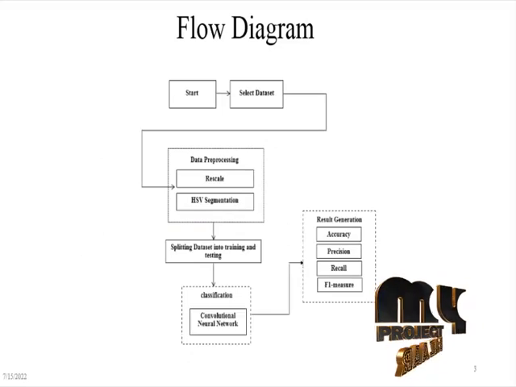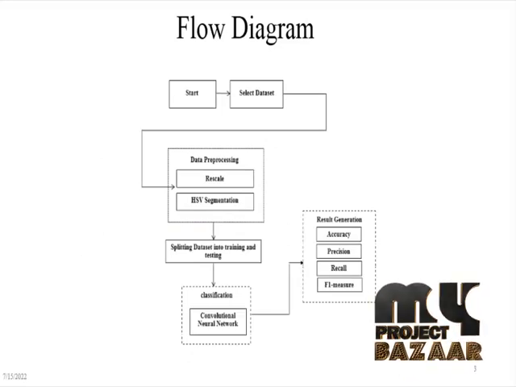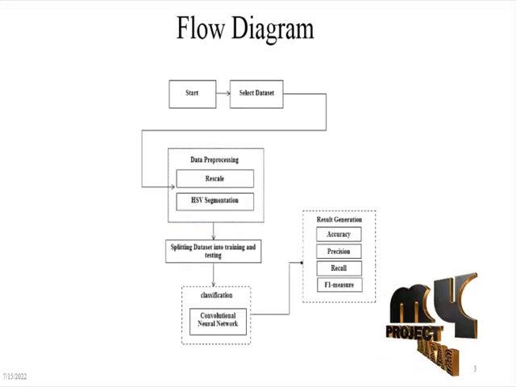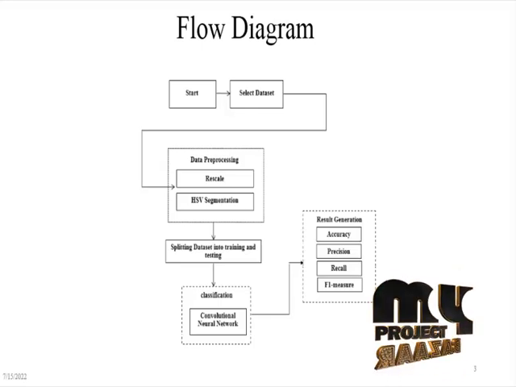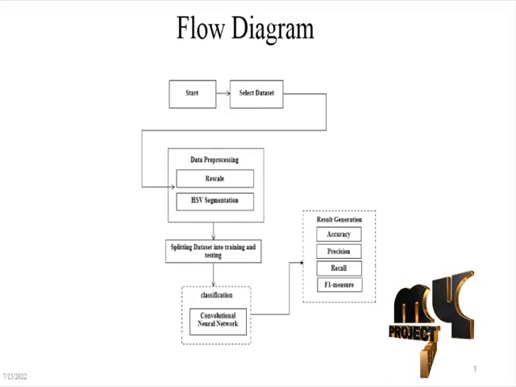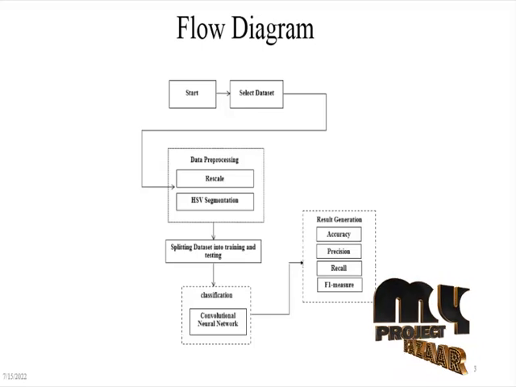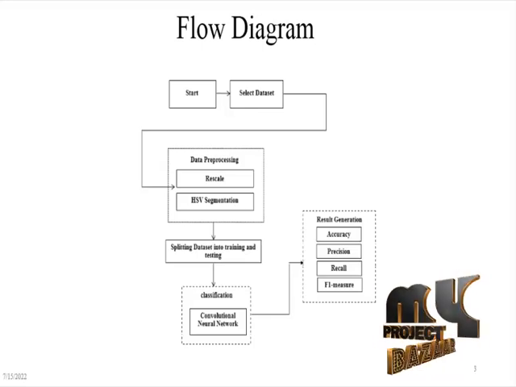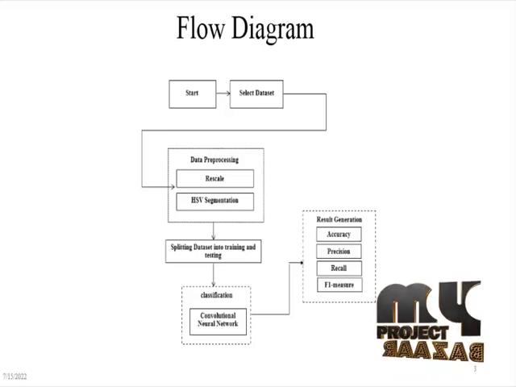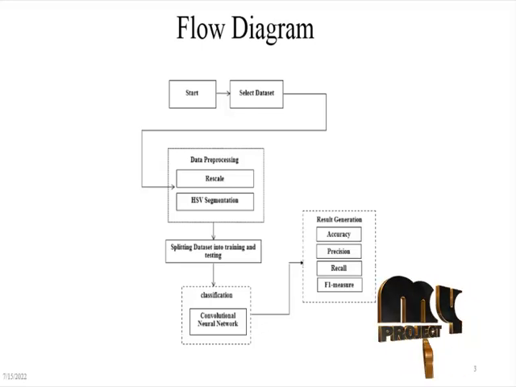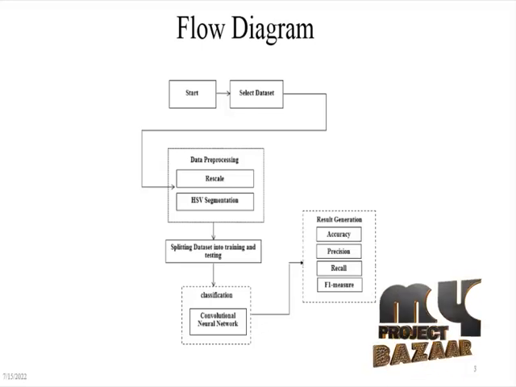And the flow diagram of the project is: first we need to start the program and select the dataset. Then we need to visualize the sample images from our console working directory. After that, it will move into data preprocessing. In data preprocessing, we resize all the images and convert them into arrays. After that, we have to apply the HSV segmentation. HSV means hue saturation value, which is used to segment the color region from the white blood cells.